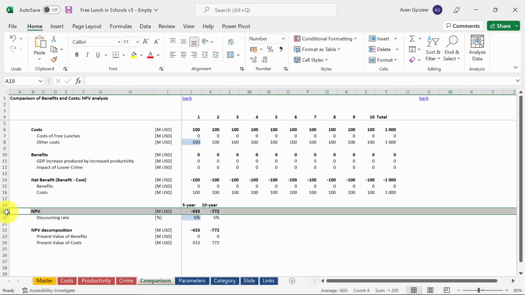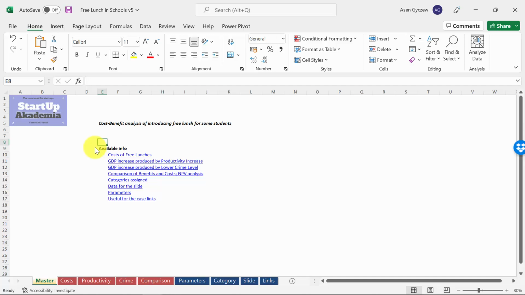As always, I recommend that you pause the lecture now, try to solve this case study on your own, and once you're done with that, move to the next lecture where we will discuss the solution to this case study. I hope you managed to solve the case on your own, and now let's go through the solution together.